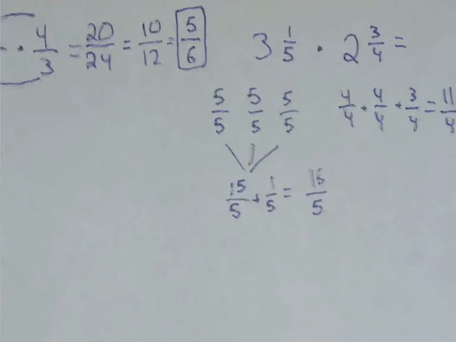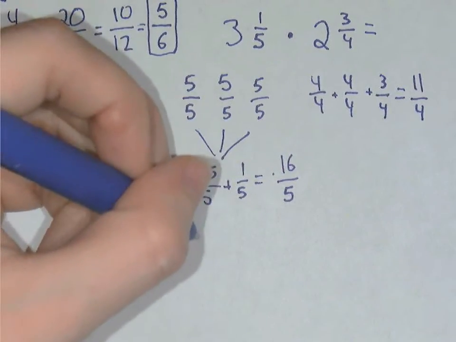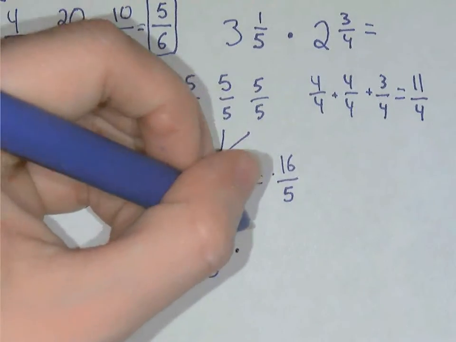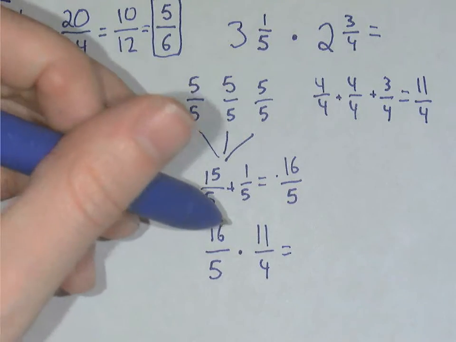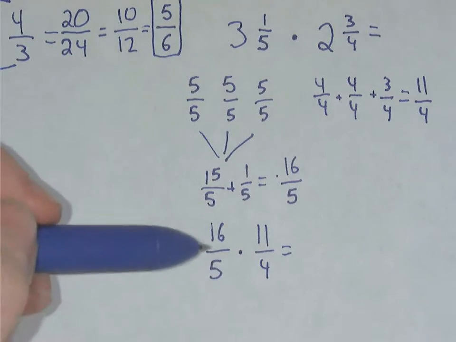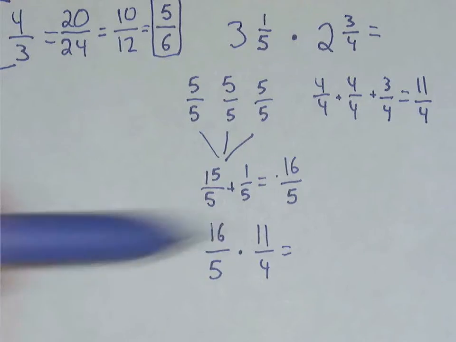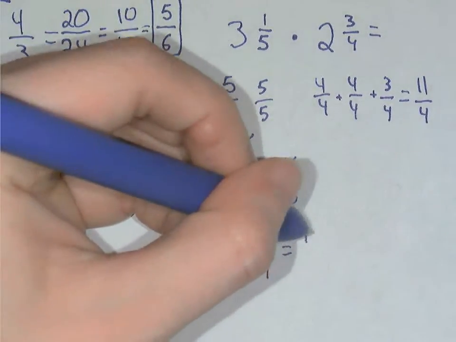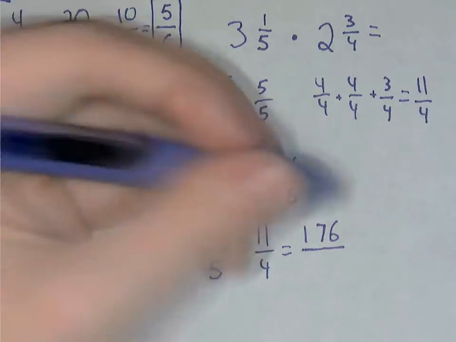So then all I need to do is multiply 16 fifths times 11/4. So let me come down here. 16 fifths times 11/4. And so we've got 16 times 11. If you're not sure how to do this by hand, you could use the algorithm or you could use a trick. I know 16 times 10 really easily. 16 times 10 is 160. Then I just need to add one more set of 16 on there to get 176. On the bottom, I've got 5 times 4, which is 20. So I'm going to put 20 there.